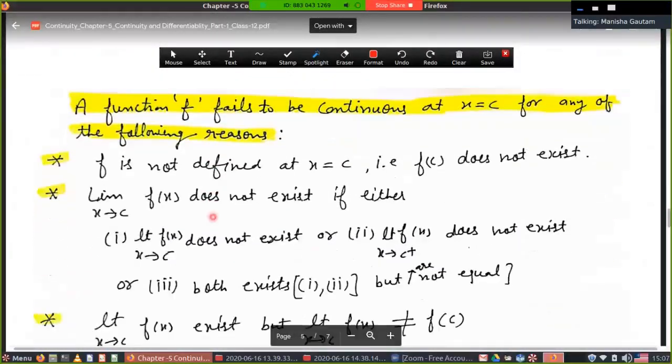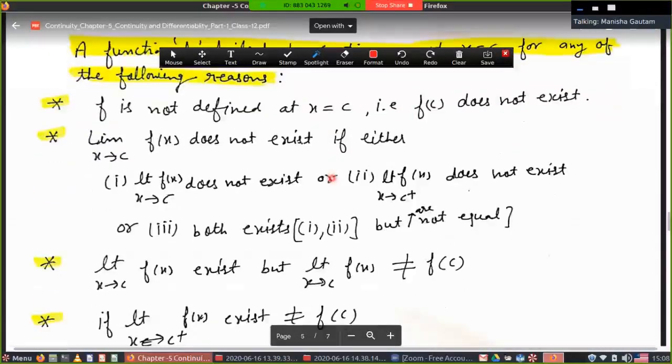Now, a few important concepts which we discussed above, I have written here. Just go through the points. The function f fails to be continuous at x equal to c for any of the following reasons. Here are a few points which tell you whether a function is continuous or not, especially the discontinuous case. When it will be discontinuous, you can go through the points. f is not defined at x equal to c. f of c does not exist.